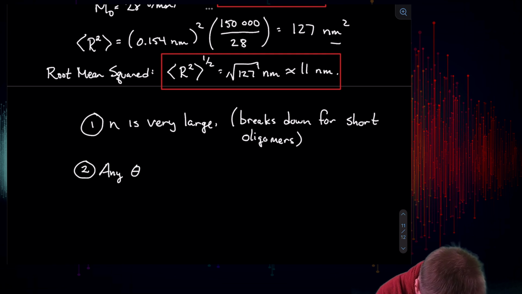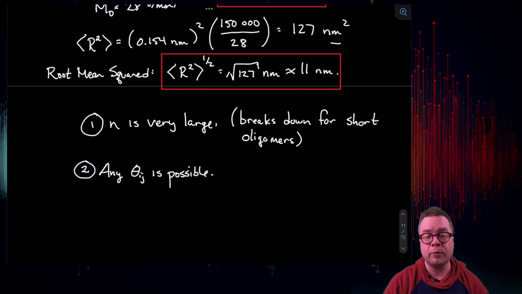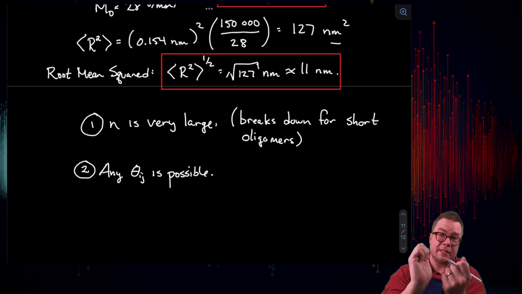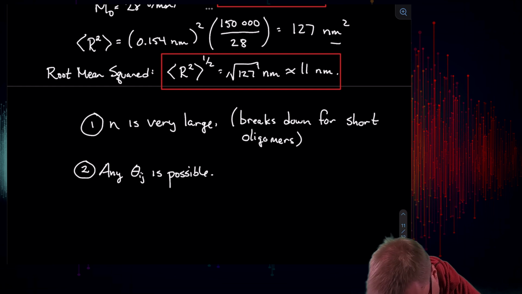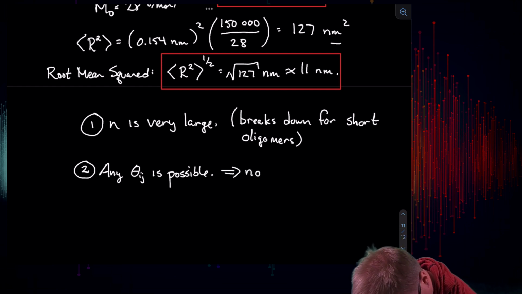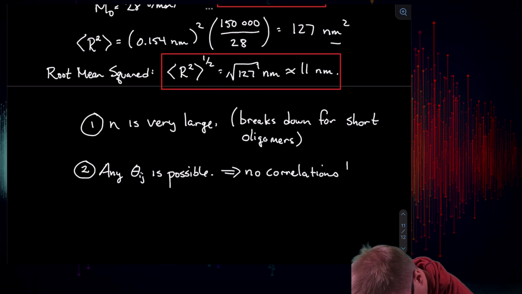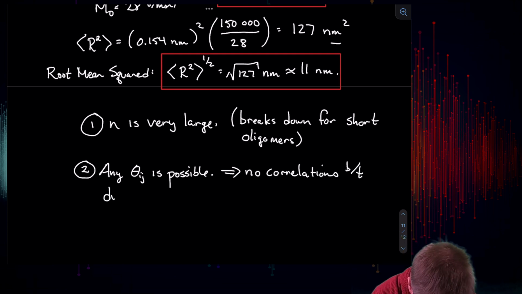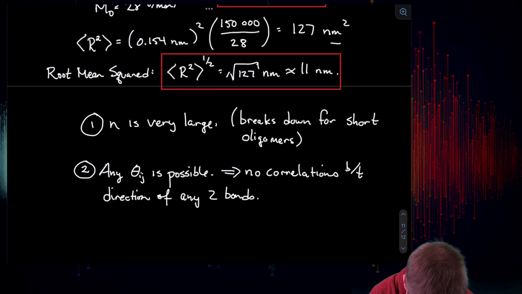is that any bond angle is possible. Okay, that's what we mean by freely jointed. Freely jointed, this thing is super flexible and any angle is possible. Which is implying that there are no correlations between the direction of any two bonds.